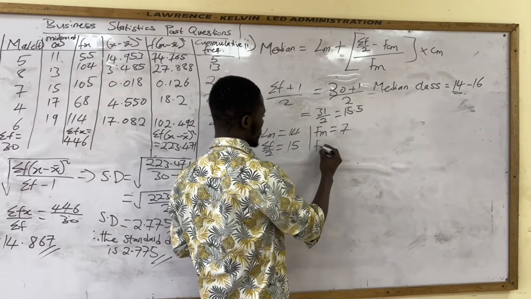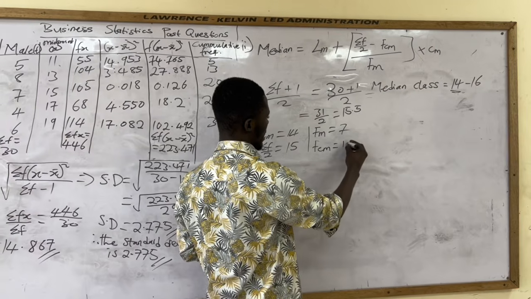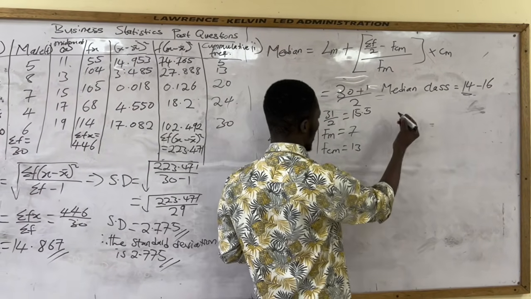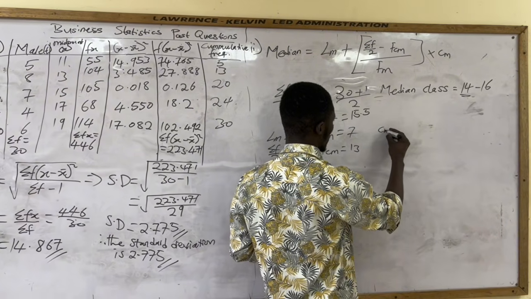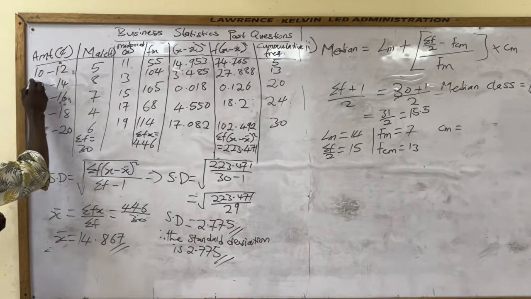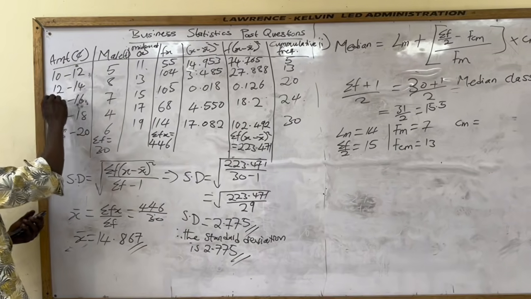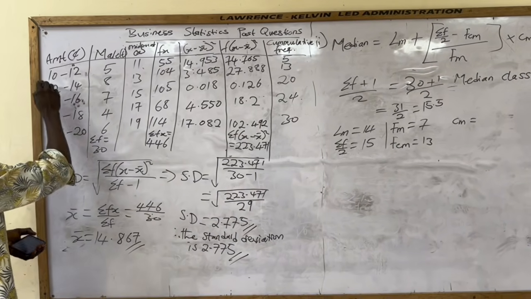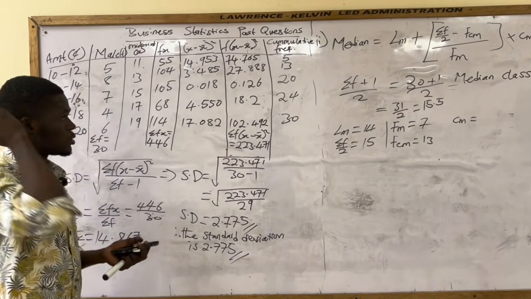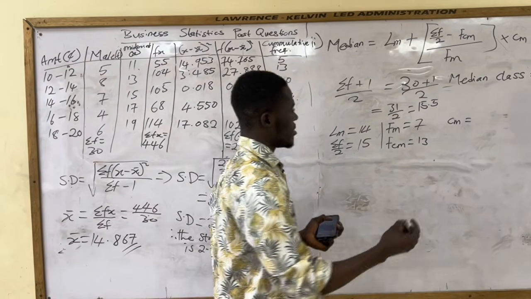So FCM equals 30. Now our CM is our class width. And we can find it by adding this to this, then we divide it by 2. So 10 plus 12 divided by 2, 10 plus 12 will get 22, divided by 2 will give us 11.